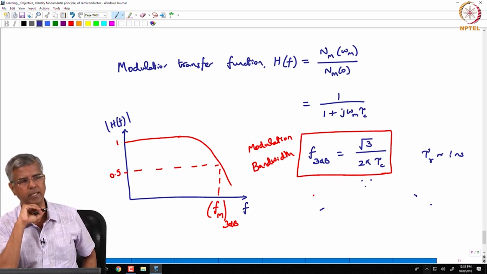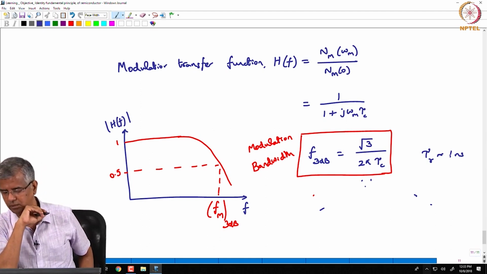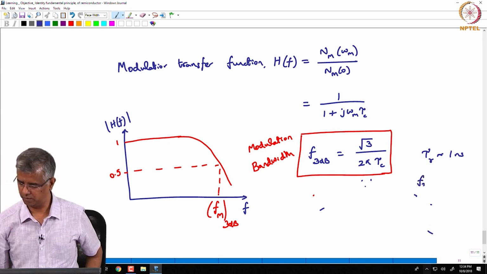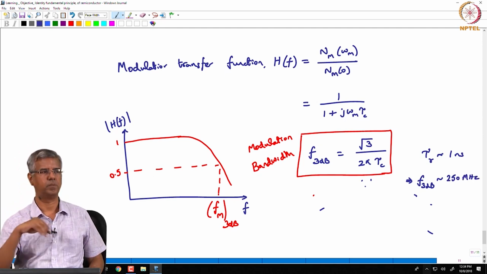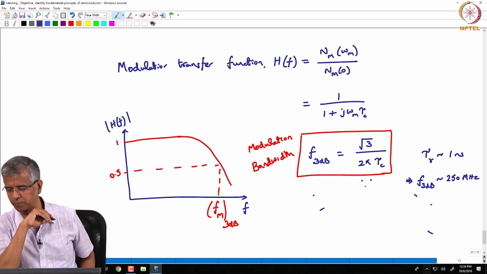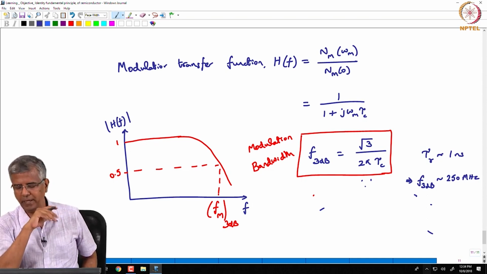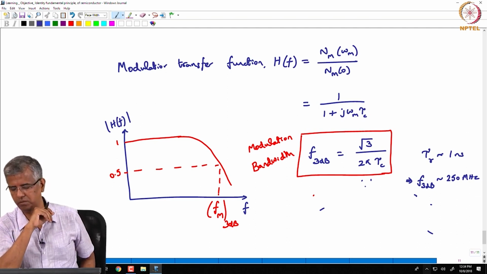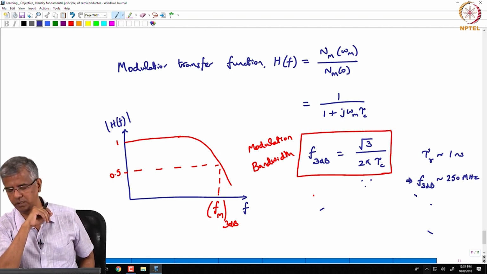If it is in the order of a nanosecond, that corresponds to a fraction of a gigahertz, right. So, root 3 is 1.7 divided by 2 pi, so f3 dB for this is probably in the order of 250 megahertz, something around that. I do not have the exact number here, but that is just giving you a ballpark idea. So, typically hundreds of megahertz modulation bandwidth is possible with these LEDs.